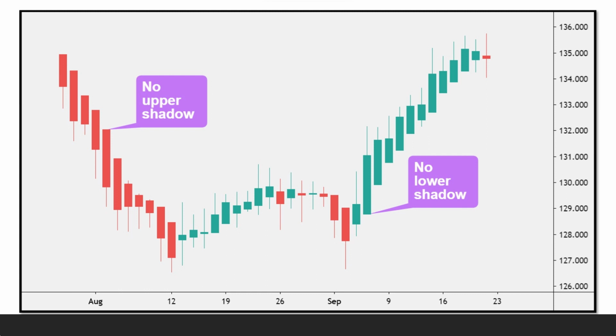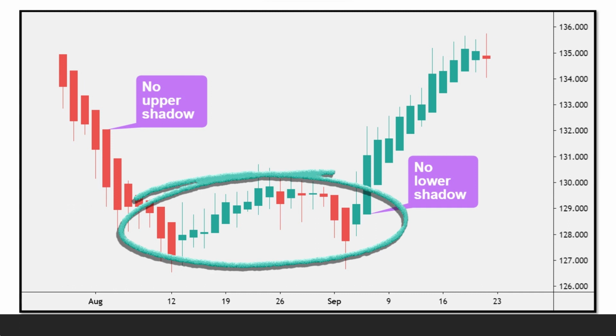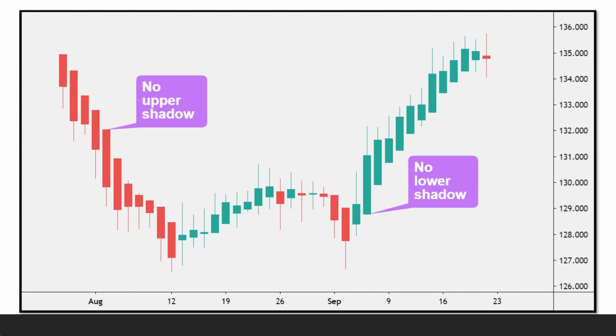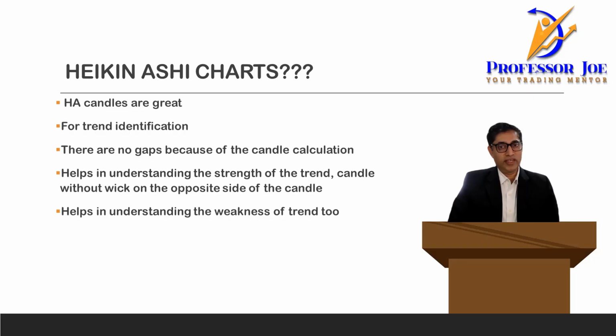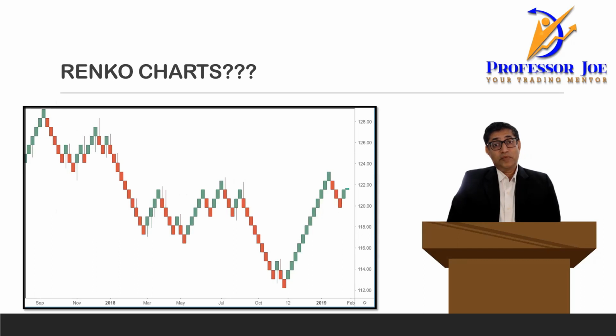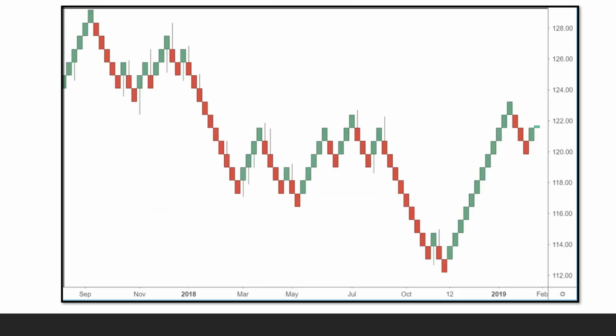Heiken Ashi also helps to understand the weakness in the trend when there are long tails on either side of the candle. So these are some of the key features of a Heiken Ashi candle. Let us look at the next type of candle which is used in trading, that is called Renko charts. This is how a Renko chart looks like.